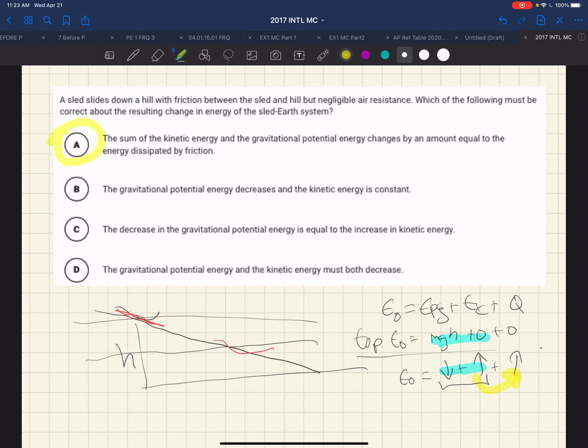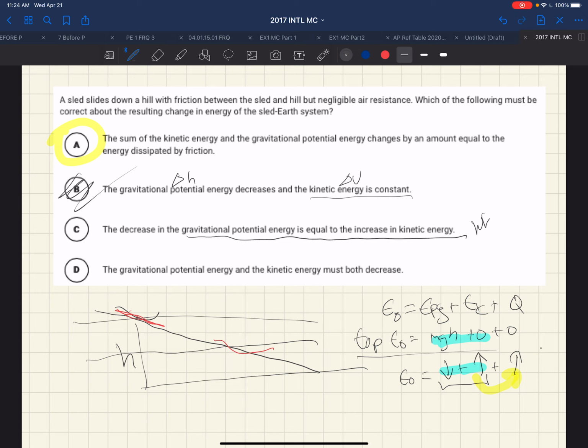So let's look at choice B. Gravitational potential energy decreases and kinetic energy is constant. Well, if we remember, potential energy is about changes in height, kinetic energy is about change in velocity. So if the kinetic energy is constant, then the velocity must be constant. Well, we know the sled speeds up from the very beginning, so this can't be true. B is out.